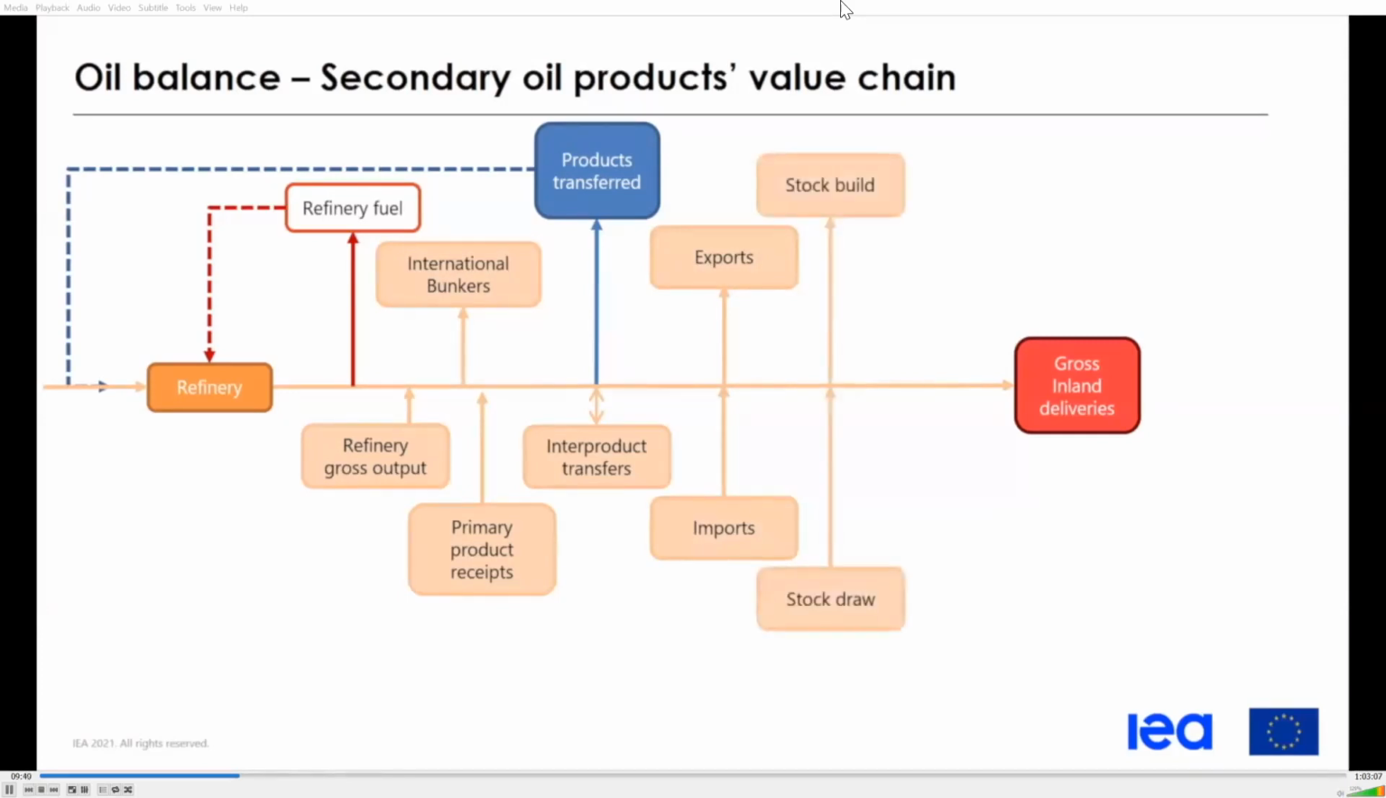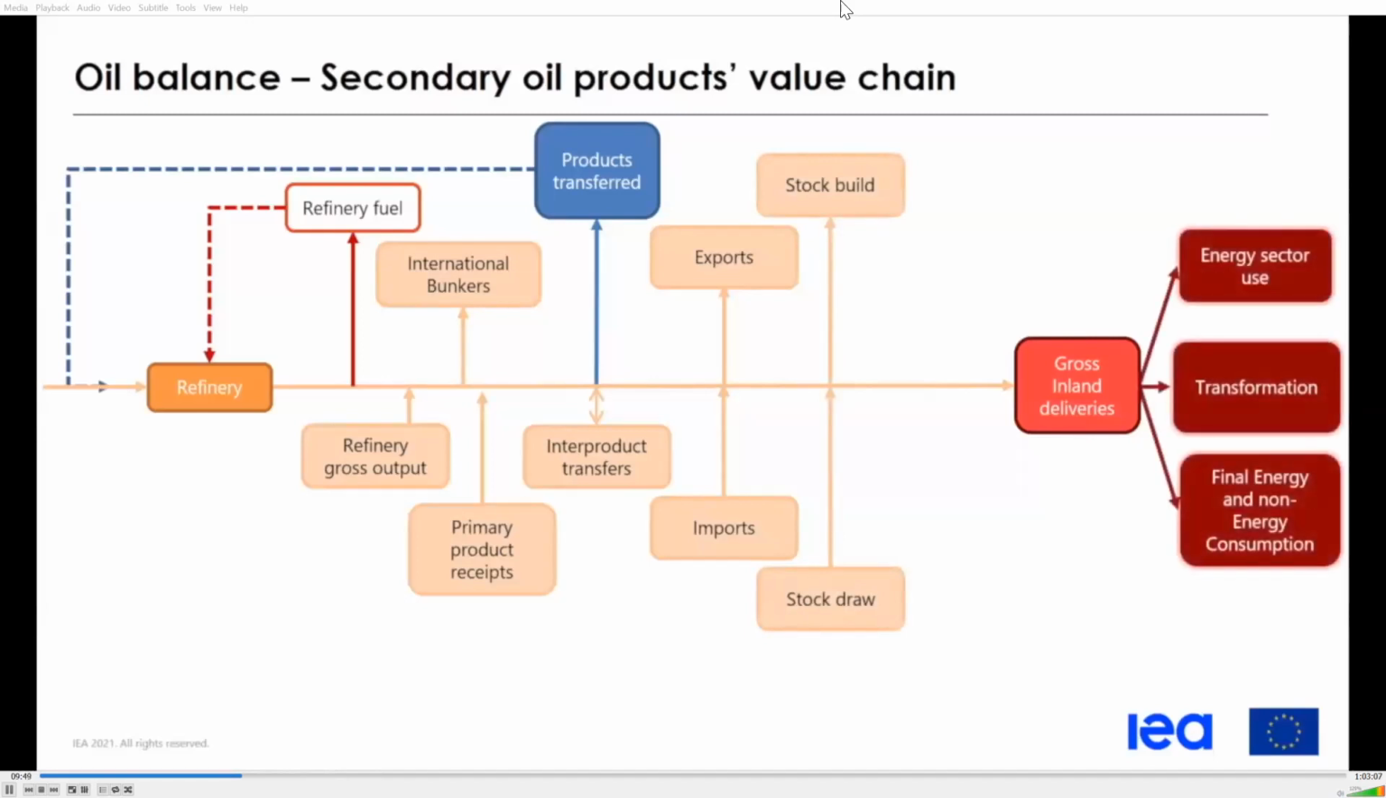And again, we can have here also some stocks of those products for safety reasons, for commercial reasons, for many possible reasons. The gross inland deliveries will be provided for energy sector use, for transformations, and for final and non-energy consumptions.